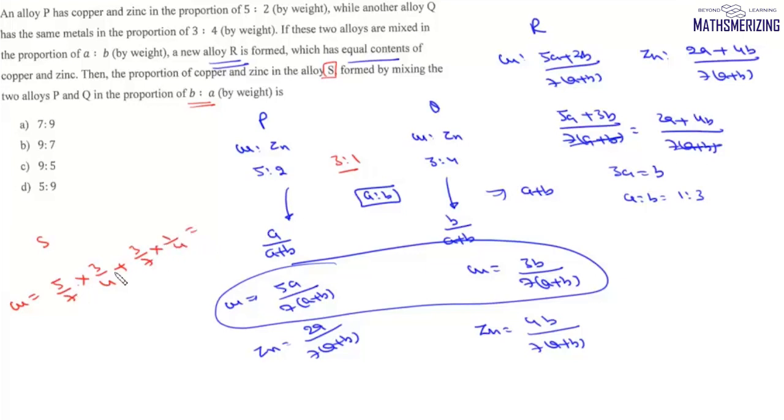1/4. So there will be (15 plus 3)/28, 18/28. And if we have to find the fraction of zinc, so there will be 2/7 into 3/4 plus 4/7 into 1/4, and that is 10/28. So if we have to find the ratio of copper to zinc, there will be simply 18/10, and that is 9/5, and that's your option number C.